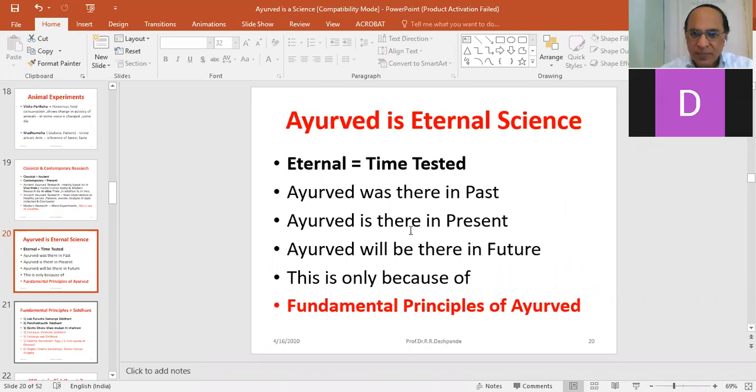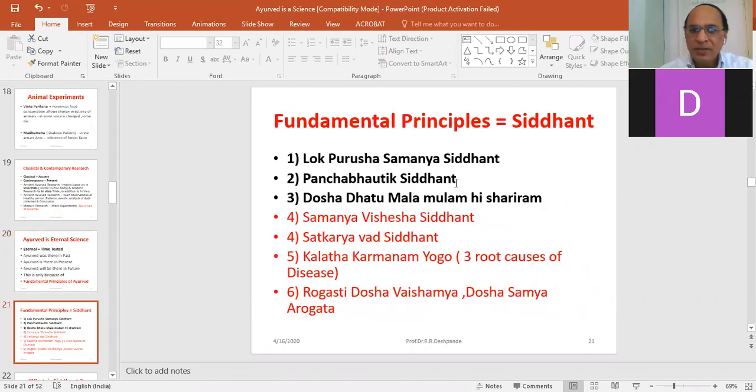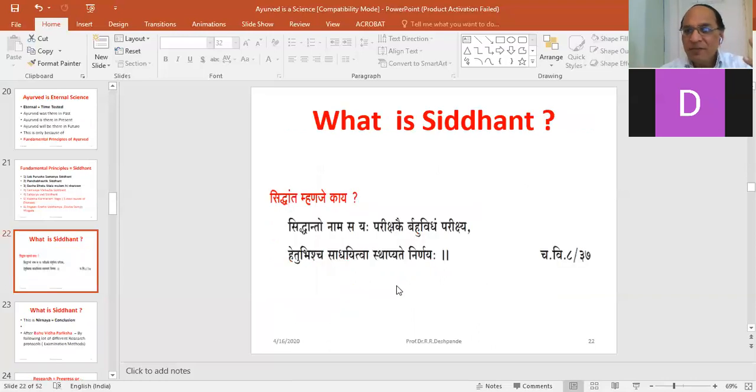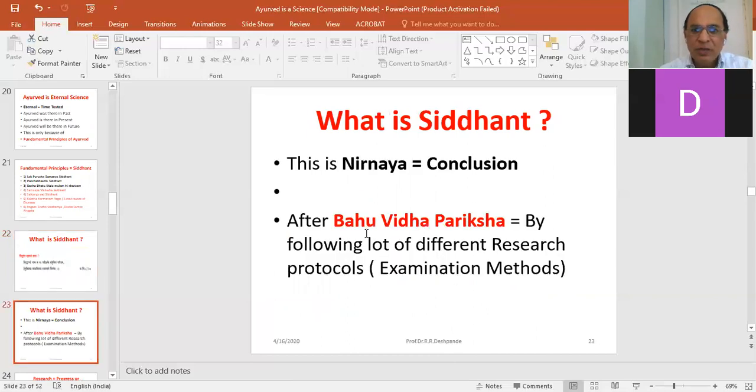These are the fundamental principles: Loka Purusha Samanya Siddhanta, Panchabhautika Siddhanta, Dosha Dhatu Mala Siddhanta, Samanya Vishesha, Satkaryavada, Kalartha Karmana Yoga, Hina Mithya Ati Matra Kala, Samyak Yogashcha Vedaneya, Roga Rogit Karanam, the three root causes of disease. Siddhanta itself is mentioned in the definition by Charaka as research: Parikshakair Bahuvidham Pariksha and Sthapyate Nirnaya. The conclusion was drawn by doing different methods of research. This is the bahuvidha pariksha, and nirnaya is the conclusion.